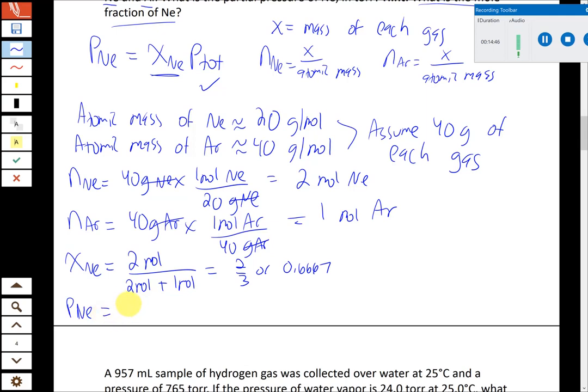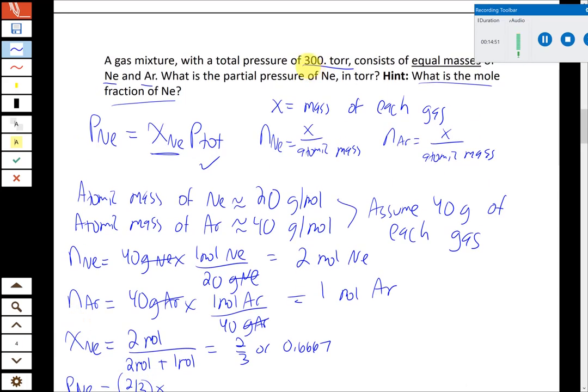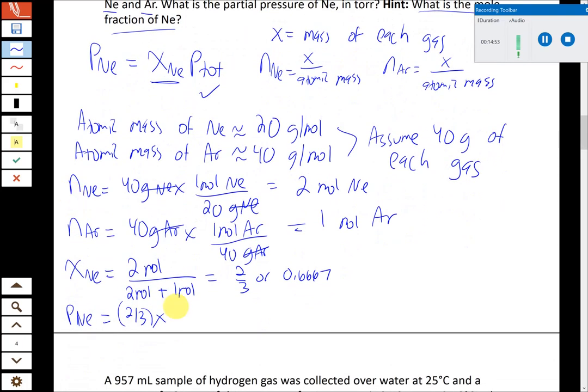And then finally the partial pressure of neon, which is what we want, is going to be that number, 2 over 3, multiplied by the total pressure. That's the one number we actually have here, which we need, which is 300 torr. And so we would get basically 200 torr.